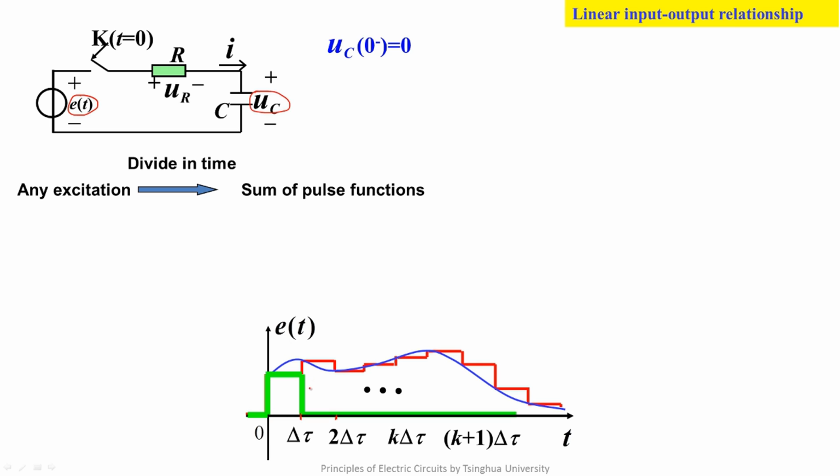The second flat wave can be seen as a delayed pulse wave, which is delayed by delta tau. The heights of the two pulse waves are different. The kth pulse wave is delayed k times delta tau, and its height is different from the previous waves. By dividing the time axis, we can treat the whole excitation as a sum of several flat waves, and these flat waves can be seen as several delayed pulse waves.